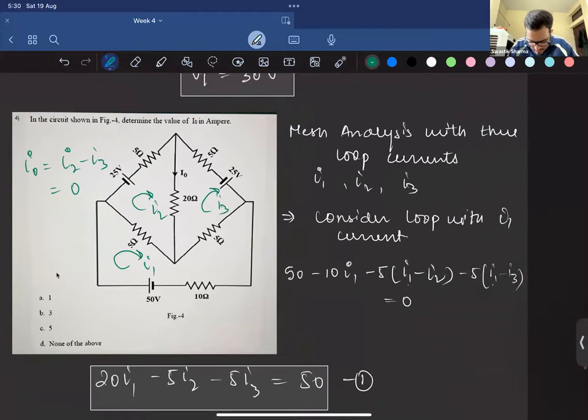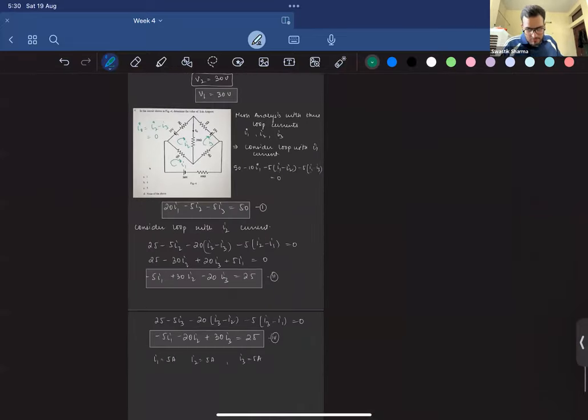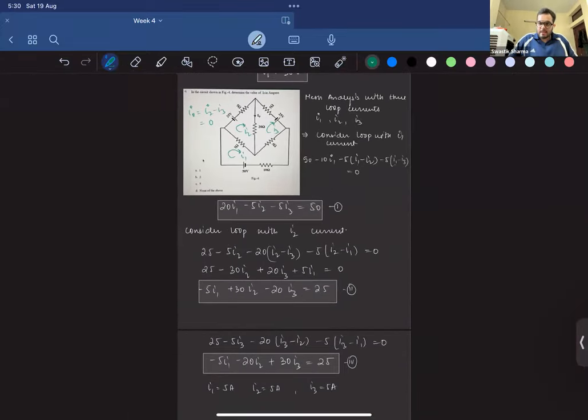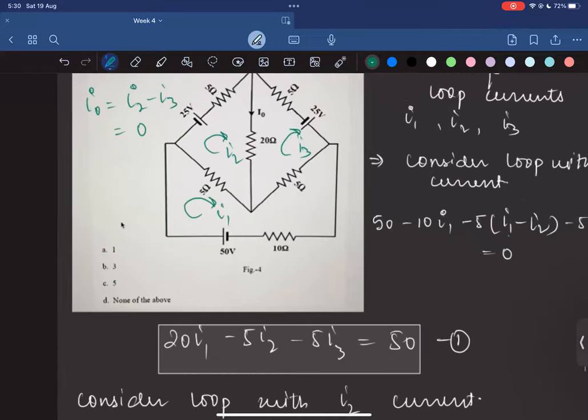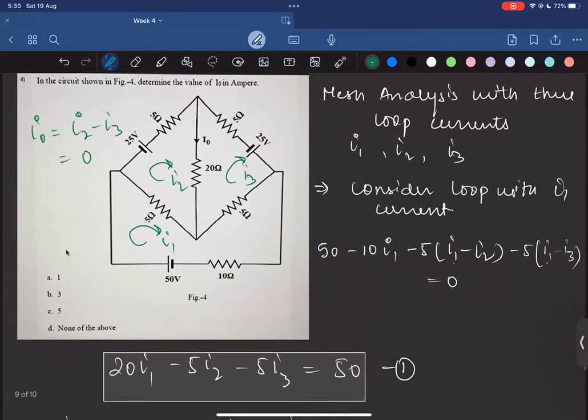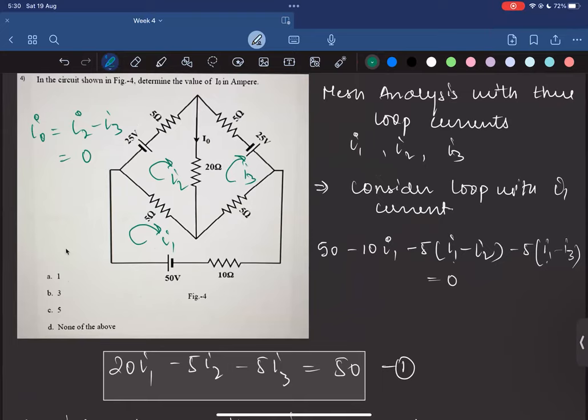So did everyone follow this question? It's very simple. I used mesh analysis, and then I got three equations in three variables, used an equation solver, and solved it. Say by observing only that I0 is 0 because this is a balanced bridge. Okay, balanced Wheatstone bridge, right?